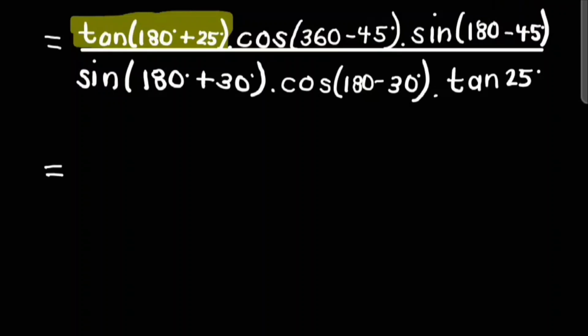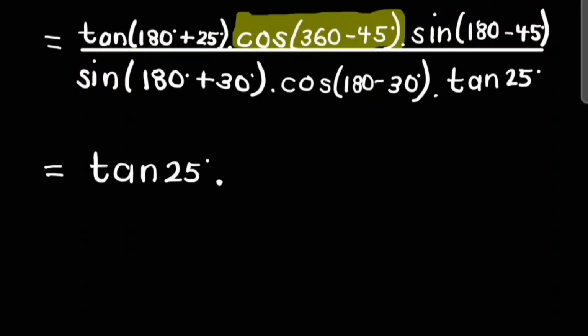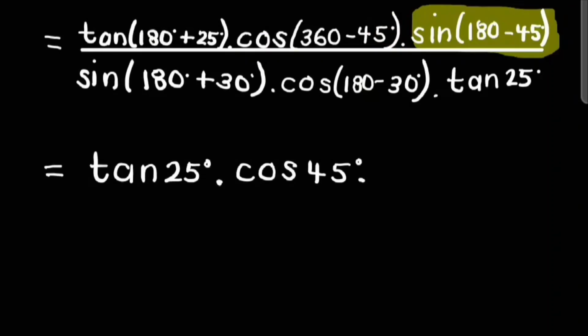First, starting off with tan of 180 plus 25 degrees, it's important to ask yourself whether this trig ratio is positive in that particular quadrant. 180 plus is in the third quadrant where tan is positive, so that answer should be positive tan 25. So cos of 360 degrees minus 45 degrees, 360 minus is in the fourth quadrant where cos is positive. That becomes positive cos 45 degrees. We now have sine of 180 minus 45. 180 minus is in the second quadrant where sine is positive, so that becomes positive sine 45.